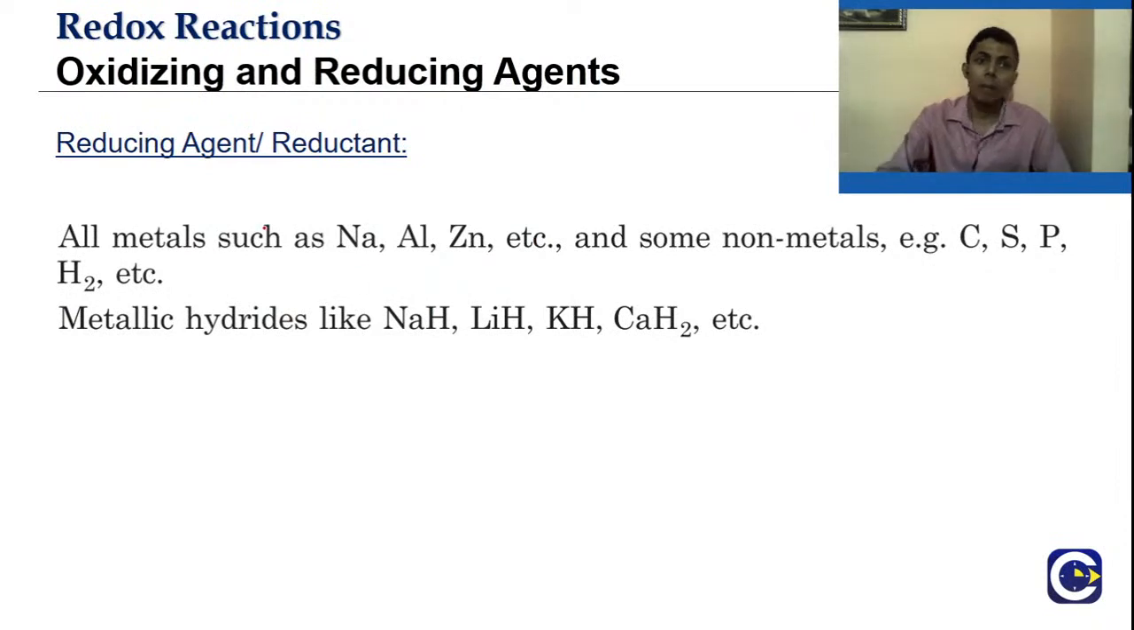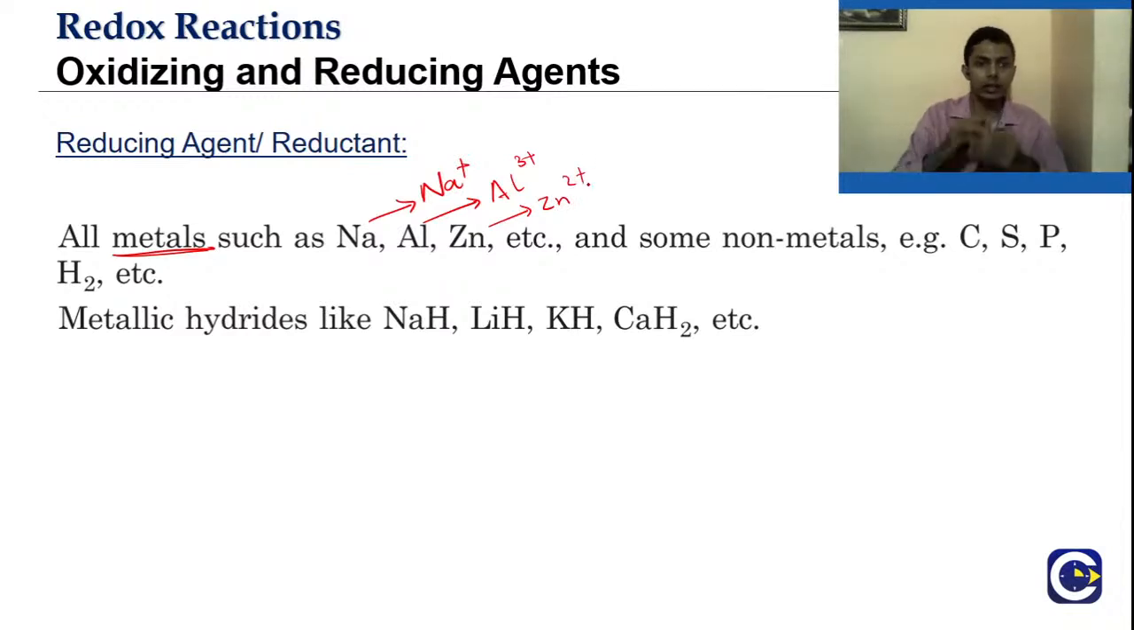So metals usually act as very good reducing agents: sodium, aluminium, zinc, because they are very eager to undergo oxidation. Sodium is very eager to be in Na+, aluminium is very eager to be in Al3+, zinc in Zn2+. Because of their eagerness to undergo oxidation, they act as very good reducing agents.